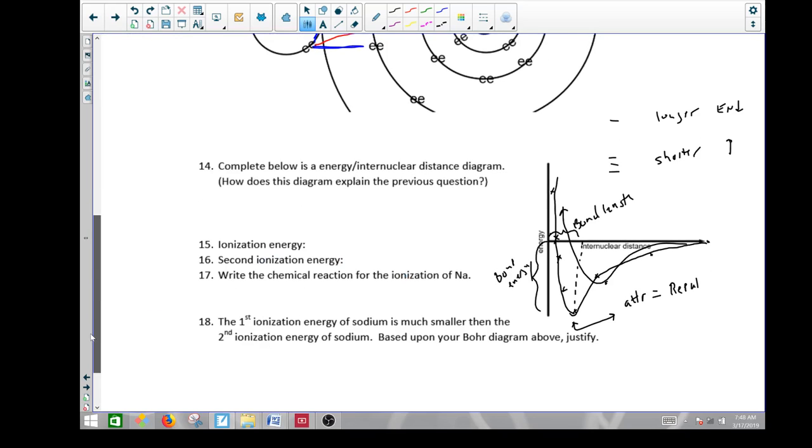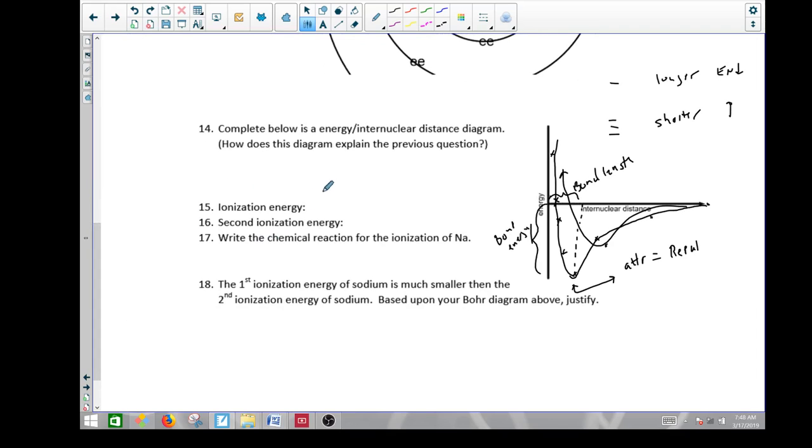All right. Ionization energy. This is the amount of energy needed to remove an electron. Second ionization energy. Energy needed to remove a second electron. When you write a chemical reaction for the ionization of sodium, I would also point out that the second ionization energy is always larger than the first, just so you know.